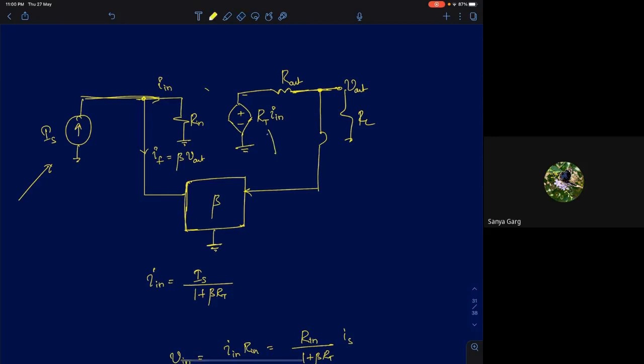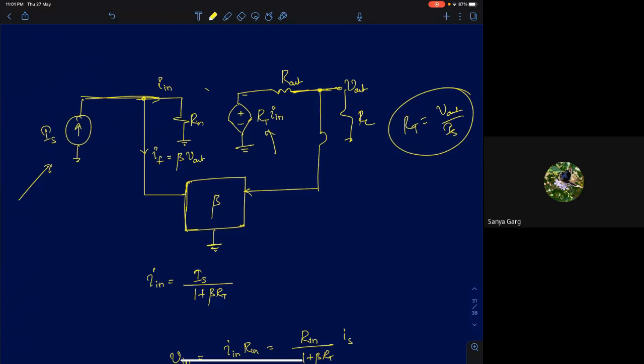So RT here is your transfer gain. Output is voltage, input is current. So Vout by IS is RT here. So this is the unloaded transfer gain of this amplifier. And Rin and Rout are open loop input and output impedances. Now we'll see what happens to the closed loop parameters.